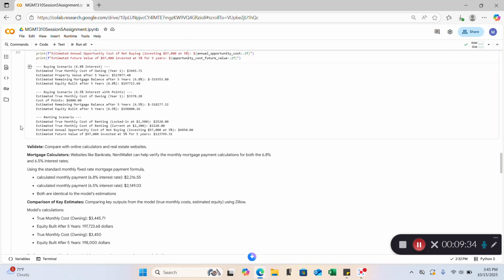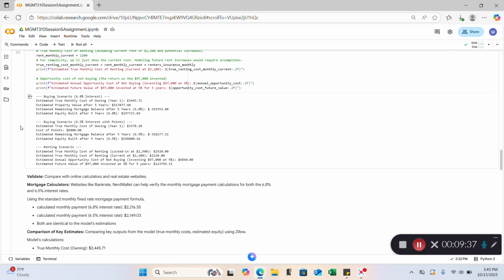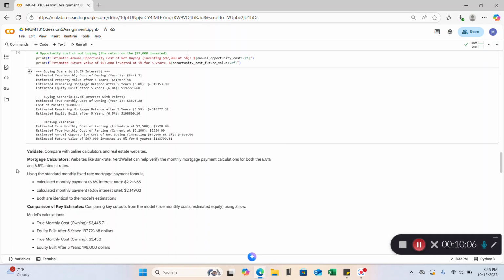$198,000. So a renting scenario, if we chose to do that, would spit out the estimated true monthly cost of renting at $25.20. The estimated true monthly cost of renting, currently at $2,200, would be just $2,200. Our estimated annual opportunity cost of not buying, say investing that $97,000 at 5%, would be $48.50, and the estimated future value of $97,000 invested at 5% over 5 years would be $123.8.